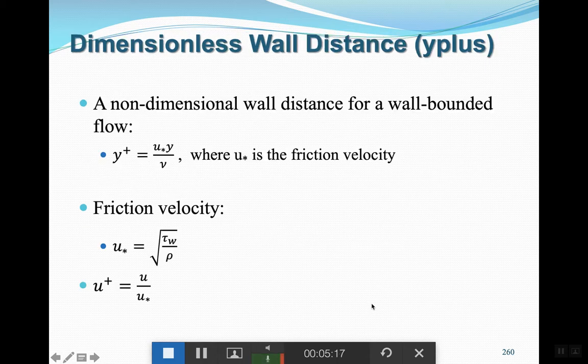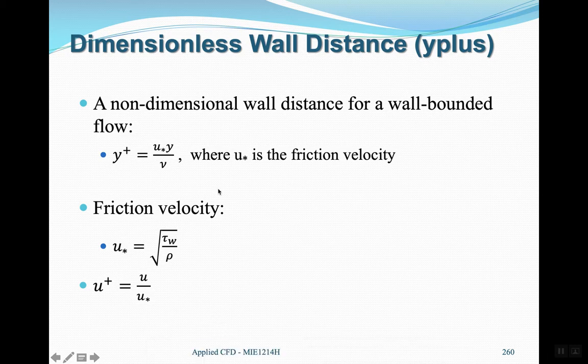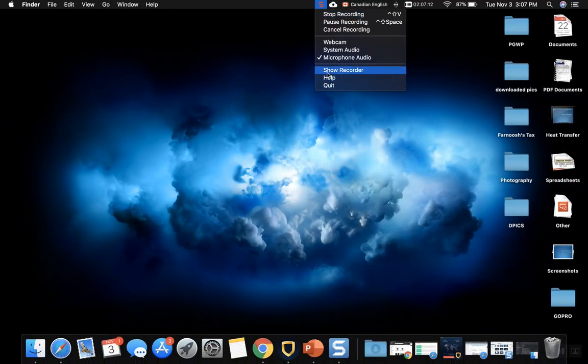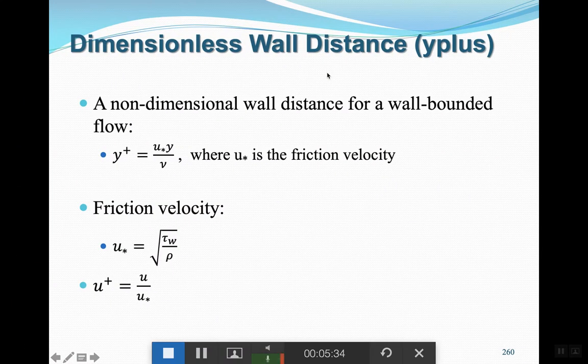So first off, we have to define something called Y plus. Y plus is basically a non-dimensional distance for a wall bounded flow. If you want to look at Y plus simply, it's basically your distance from the wall in a non-dimensional sense. But it's defined by U star multiplied by Y divided by nu. You know what the nu is. Y is your actual distance from the wall, and U star is the friction velocity. The friction velocity is defined as below. But long story short, it's your non-dimensional distance from the wall.